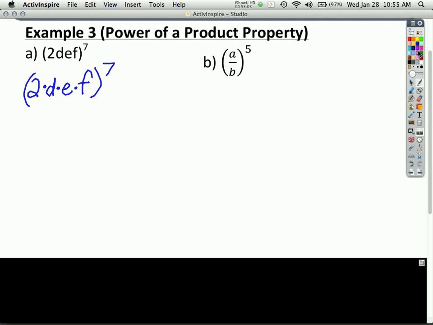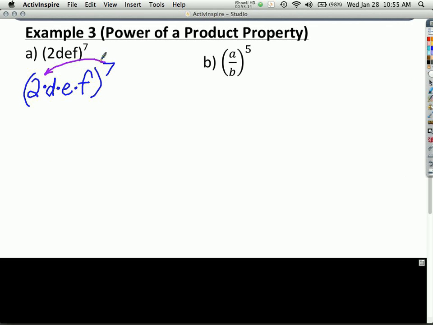And what power of a product says is similar to the distributive property. It's not distributive property, so don't say that, but it's like it. That is going to get applied there, there, there, and there. Each factor, that's a factor, that's a factor, that's a factor, and that's a factor. Each factor gets the exponent. So we'll rewrite 2 to the 7th times D to the 7th times E to the 7th times F to the 7th.